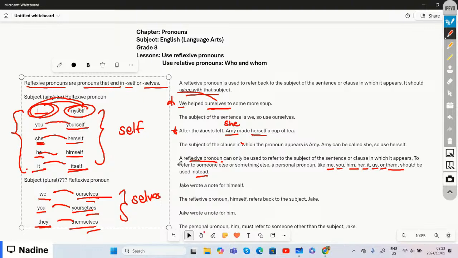For example, it says, Jake wrote a note to himself. If we change Jake into a pronoun, we can say it is he. So he wrote a note to himself. This is still a reflexive pronoun because the reflexive pronoun himself refers back to the subject, which is Jake.